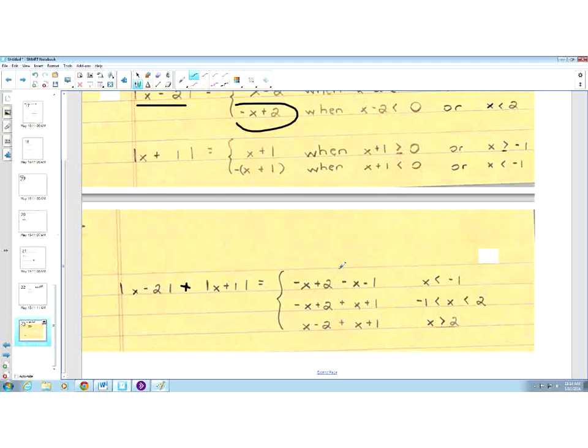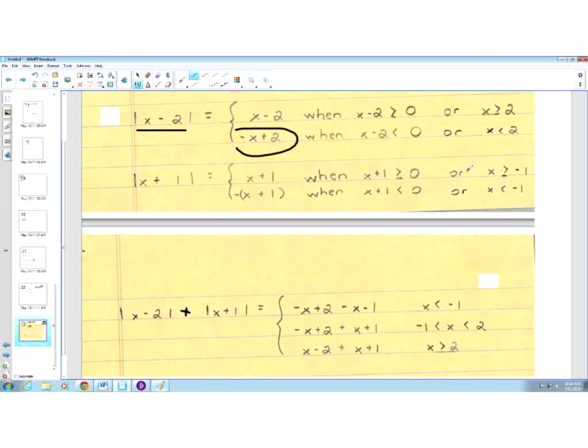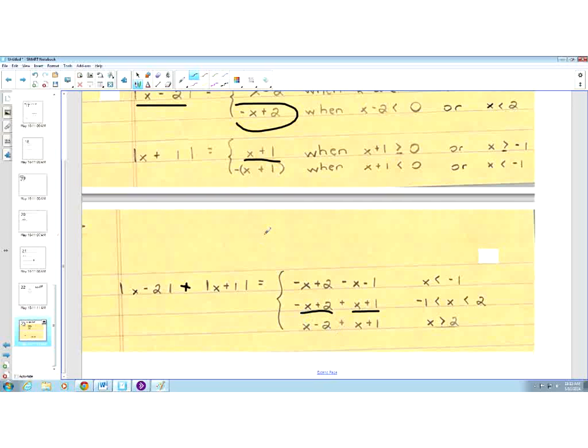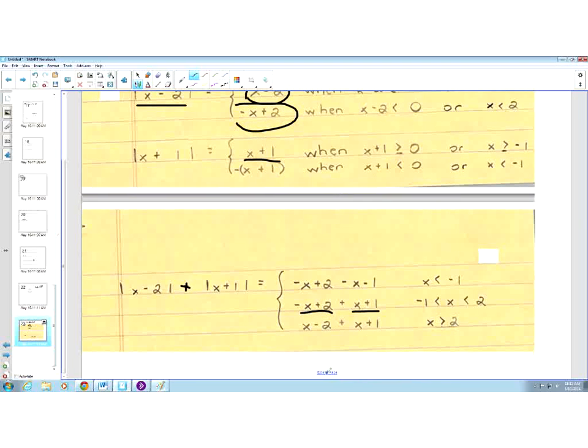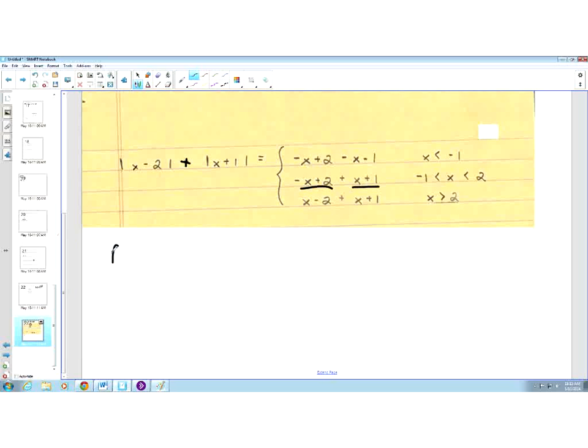When x is between -1 and 2, in other words, when x is less than 2 but greater than -1, we replace absolute value of x minus 2 with its expression, and then we replace absolute value of x plus 1 with its expression when x is greater than -1, which is x plus 1. So this is the expression right here. And then when x is greater than 2, we replace absolute value of x minus 2 with that right there, and then we replace absolute value of x plus 1 with x plus 1. So f of x then is a piecewise defined function.